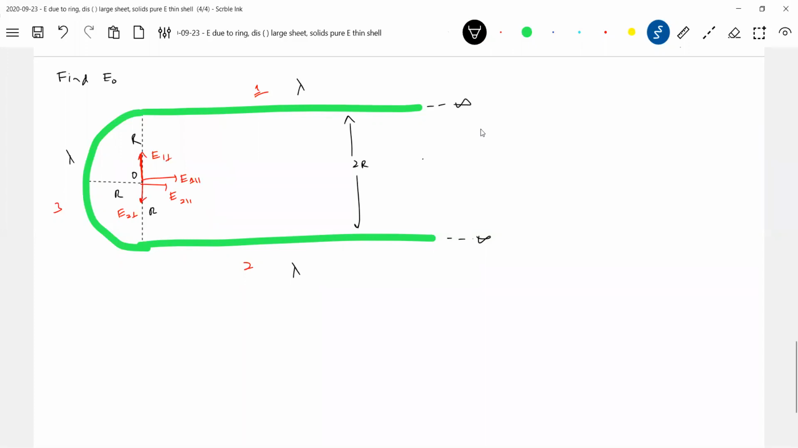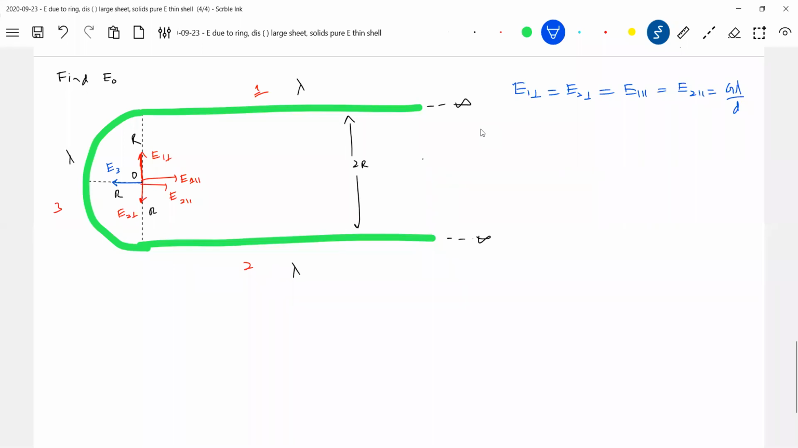Now check it here. Due to the semicircular wire, it should be in this direction. How much should it be? 2Gλ/r, or let me write E3. So E1 perpendicular, what are the magnitudes? E1 perpendicular, E2 perpendicular, E1 parallel, what is the magnitude of all this? Gλ/d.